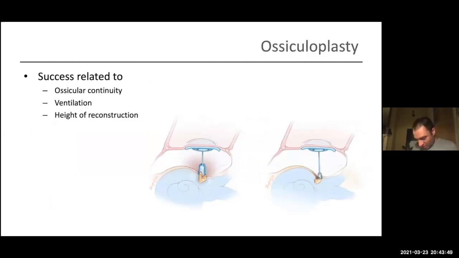So, should you attempt an ossicular reconstruction? This is debated. As I already mentioned, success is related to ossicular continuity. You want the ossicles to be joined up to the tympanic membrane, or the oval window at least. Ventilation: you need air around that space, and the height of your reconstruction needs to be close to what it should be. You shouldn't have the tympanic membrane stretched too much.